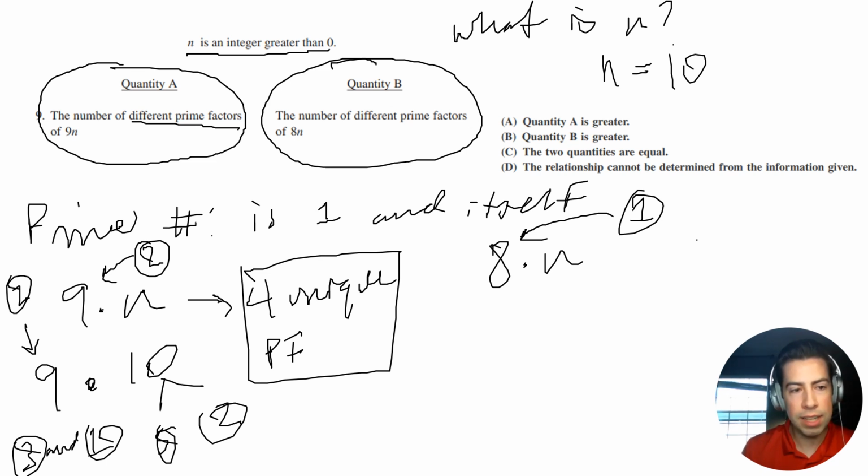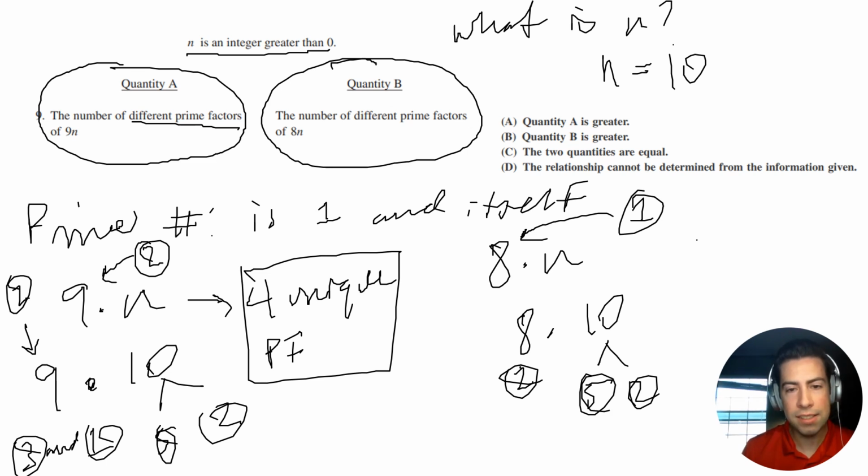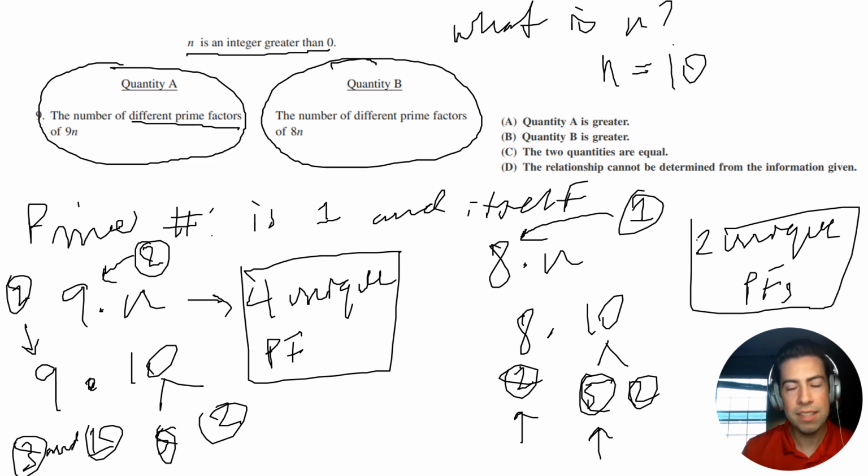But for 8n, let's see what that's going to be. So it's going to be 8 times 10, right? And we know that 8 is just 2 times 2 times 2, so it has 2 as a prime factor, right? And 10 is going to be 5 and 2, right? Okay, so what that means is that we only have 2 unique prime factors. It's 2 and 5, right? So we only have 2 unique PFs, right? Okay, so what that means is that in this case, even though n only has 2 prime factors, we need different or unique prime factors, okay? So in this case, quantity A would be greater, right?